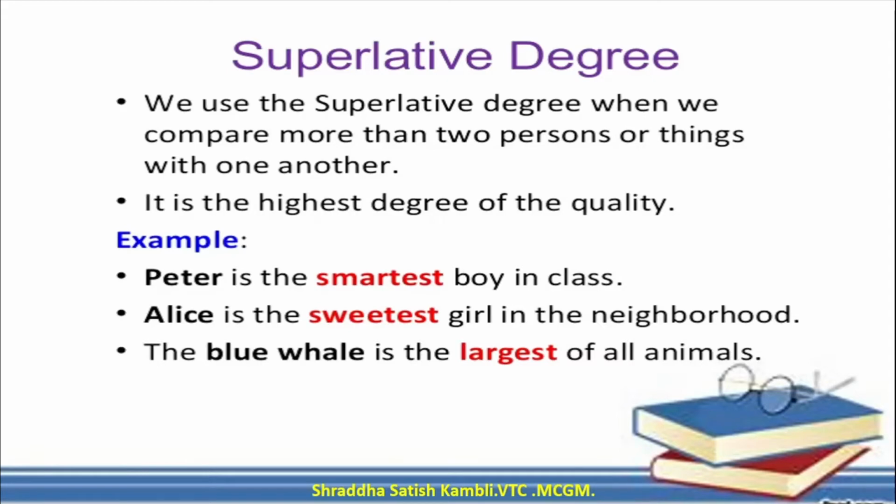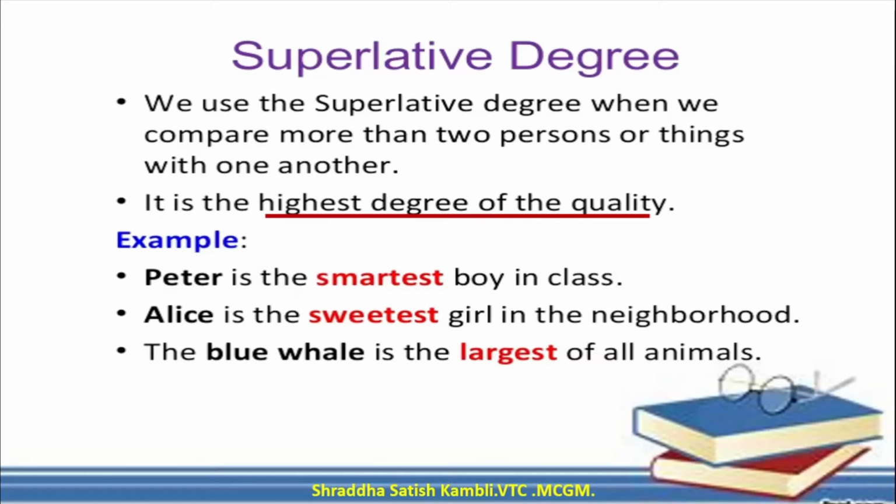Okay? So when you have to compare and choose between two or more things or persons, then we use the superlative degree of comparison. And remember, it is the highest degree of quality. The best, highest degree. Okay? So in positive, there was just one thing or one noun. In comparative, there were two nouns. And here in superlative, we have more than two nouns.